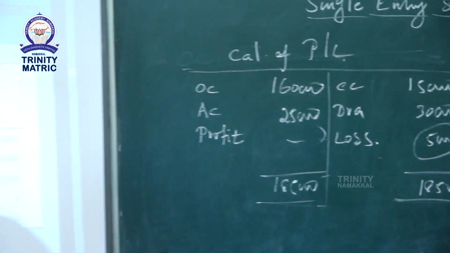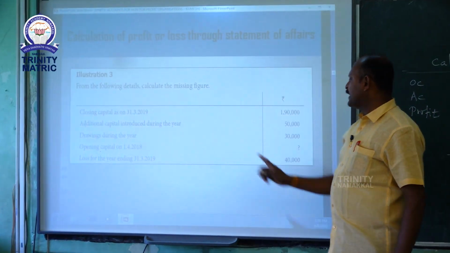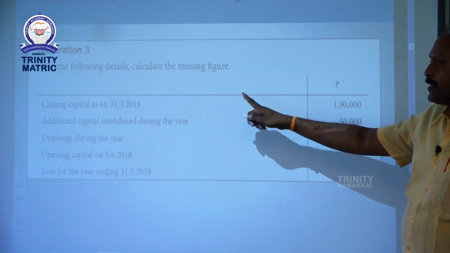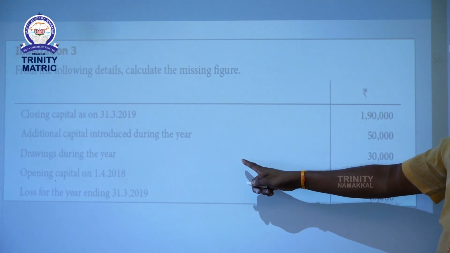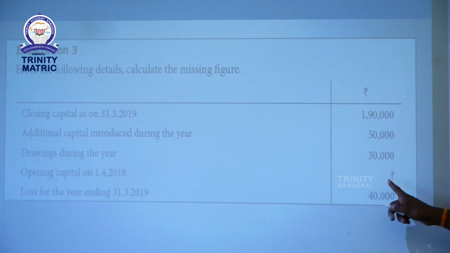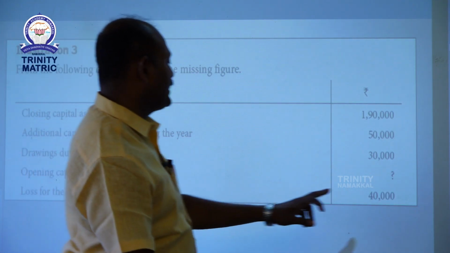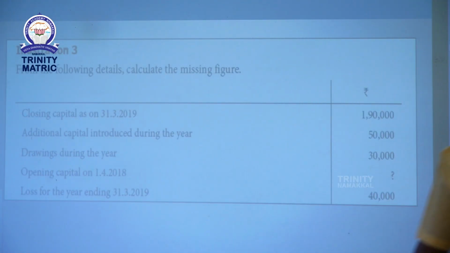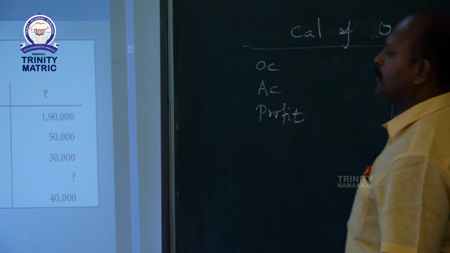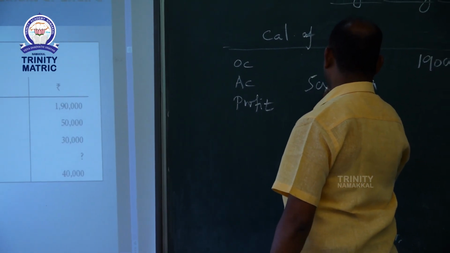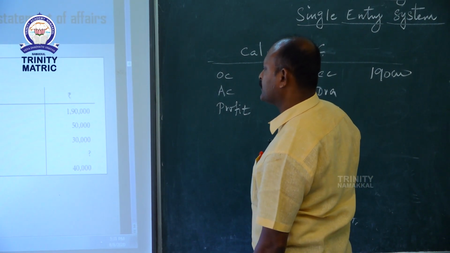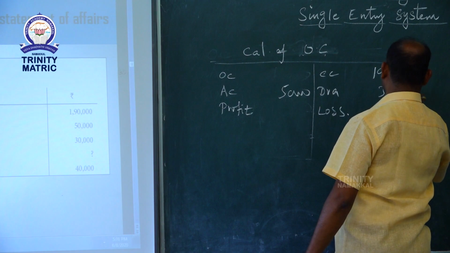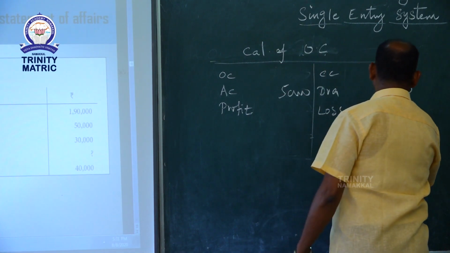நெக்ஸ்ட் மூவ் ஆன் டு த தேர்ட் illustration. From the following details, calculate the missing figure. அப்போ எது மிஸ்ஸிங் ஆகிருக்குங்கிறத பாருங்கள். க்ளோசிங் கேபிட்டல், அடிஷனல் கேபிட்டல், ட்ராயிங்ஸ் கொடுத்துருக்காங்க, ஓப்பனிங் கேபிட்டலில் கொஸ்டின் மார்க் கொடுத்துருக்காங்க. ஸோ இதை தான் நம்ம கண்டுபிடிக்கணும். லாஸ் ஃபார் த இயர் 40,000. ஹெட்டிங் எழுதும் பொழுது கேல்குலேஷன் ஆஃப் ஓப்பனிங் கேபிட்டல் அப்படின்னு எழுதிக்கணும். க்ளோசிங் கேபிட்டல் 1,90,000. அடிஷனல் கேபிட்டல் 50,000. ட்ராயிங்ஸ் 30,000. லாஸ் ஃபார் த இயர் 40,000.